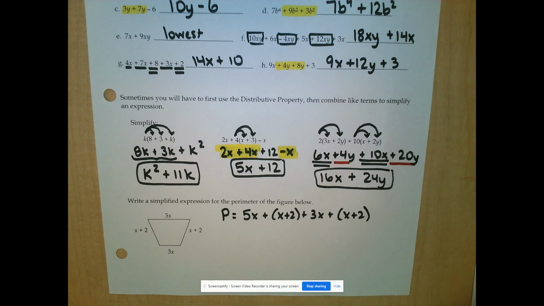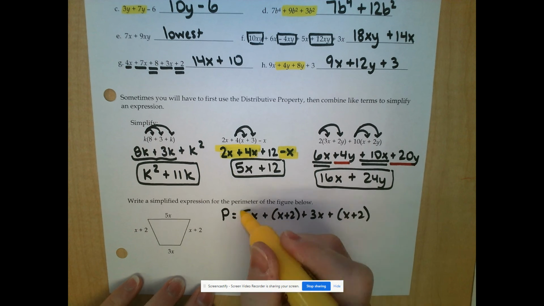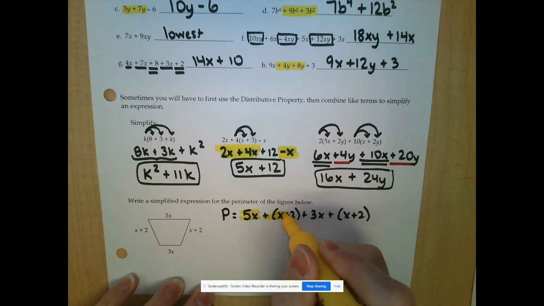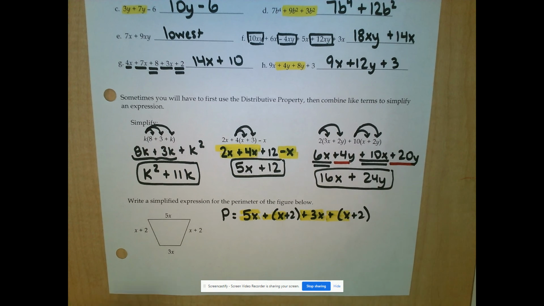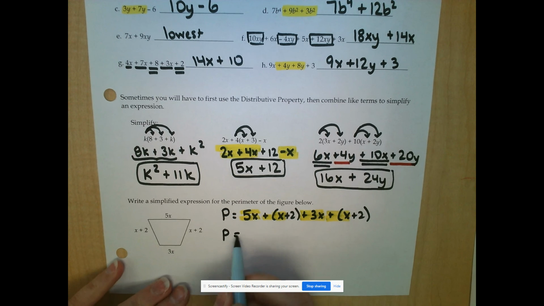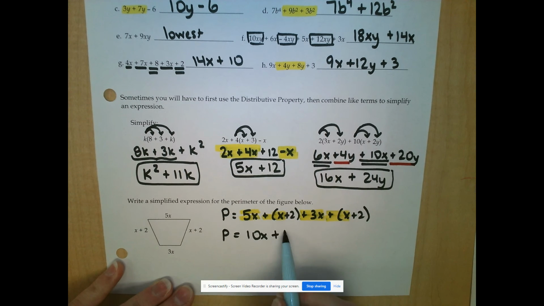The parentheses aren't necessary, but since the side was x plus 2, I put them in the parentheses just in case it mattered. So I've got a 5x plus an x plus a 3x and plus another x. So just the x's, 5, 6, 7, 8, 9, 10, so 10x. And then plus 2 would be plus 4.